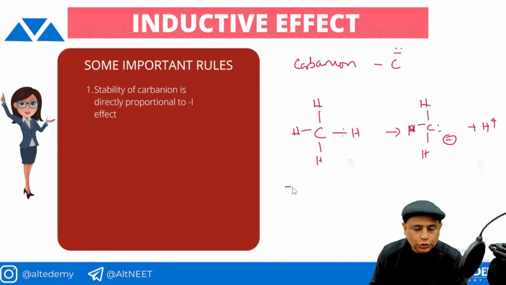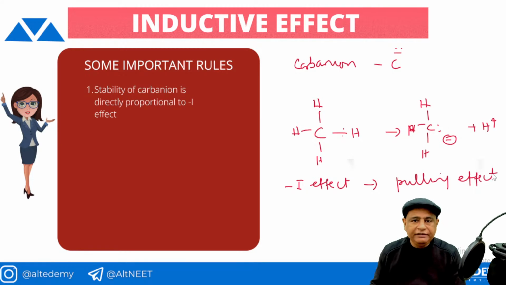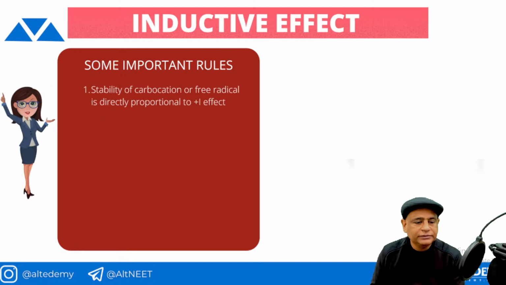which is showing minus I effect, then it will create the pulling effect. As I have told you, minus I effect is the pulling effect, plus I is the pushing effect. Always remember. So it will be pulling. If it is pulling, then obviously the concentration of charge will be reduced. If the concentration of charge is reduced, then obviously it will become more stable. And this way we explain.